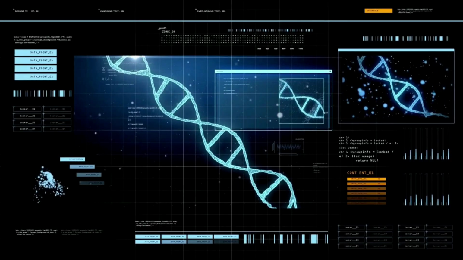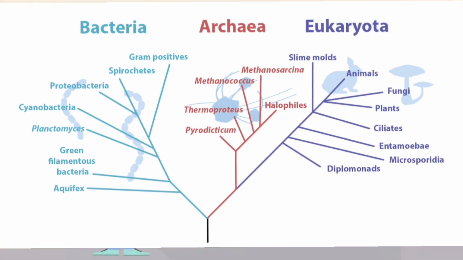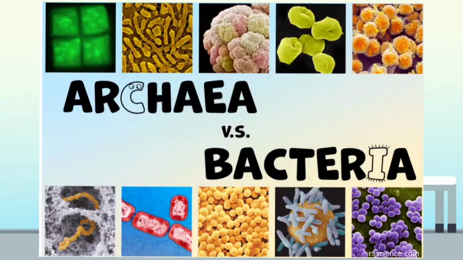Conclusion. Although Archaea and bacteria are both prokaryotic and superficially similar, they are fundamentally different at the molecular and biochemical level. Archaea are genetically closer to eukaryotes, have unique membrane lipids, and thrive in extreme environments, while bacteria are abundant in more common habitats and include many pathogenic species. Understanding these differences not only clarifies the tree of life, but also highlights the remarkable diversity of life forms that exist on Earth.